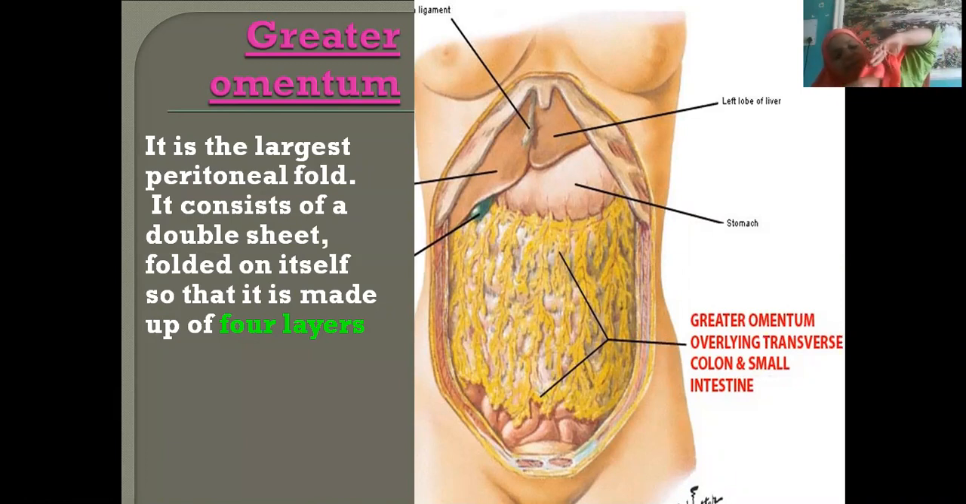Whatever is inside, that is lesser sac. This becomes the 2nd layer and the other becomes the 3rd layer. The first layer is folding on itself to form the 4th layer. If you see the sac in between, the posterior aspect of the first layer is the 2nd layer, the anterior aspect of the 4th layer is the 3rd layer. Like that, we have this apron-like structure. It has how many layers? 4 layers. It is the largest peritoneal fold, consists of a double sheet folded on itself so that it is made up of 4 layers.